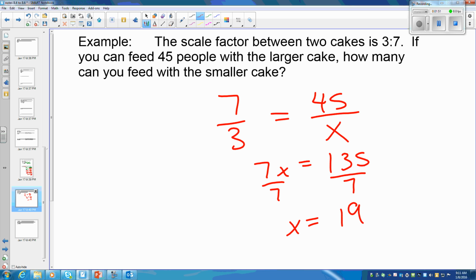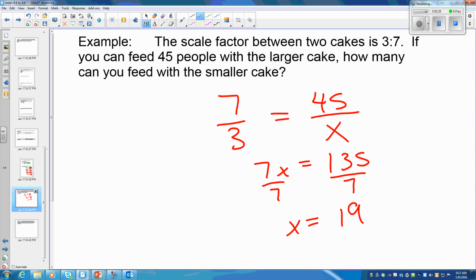Okay. Now, that means that the smaller cake will feed about 19 people, where the larger cake will feed 45 people. Why did we put the 45 across from the 7 in this? Because 7 is the larger cake or the cake size, and 45 is the larger amount of people, right? When you're setting up a ratio, you have to make sure that if the big is on top on one side, the big is on top on the other side, okay? Is this okay?